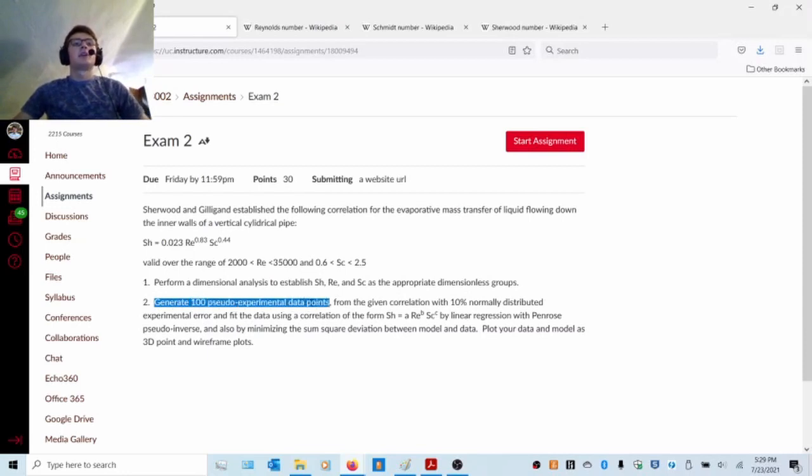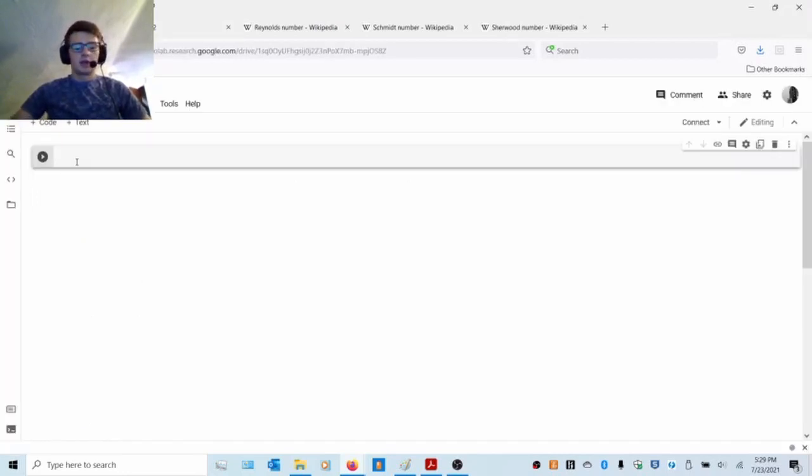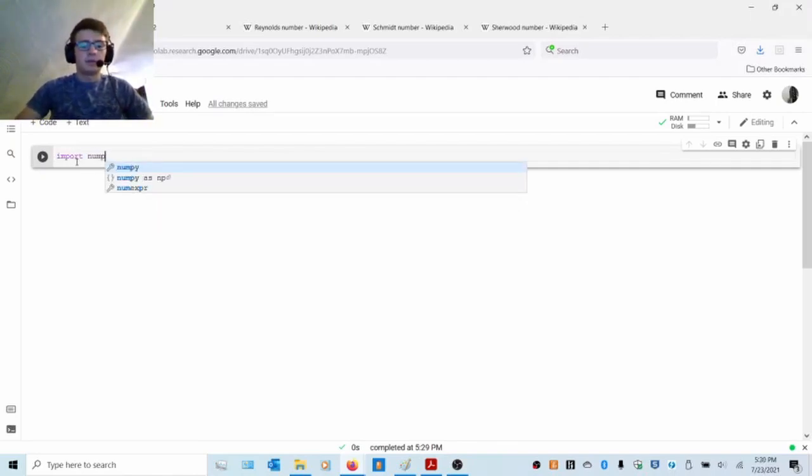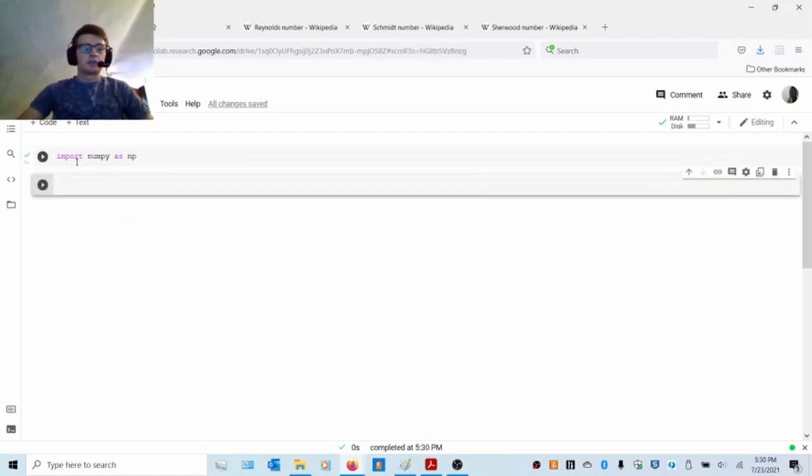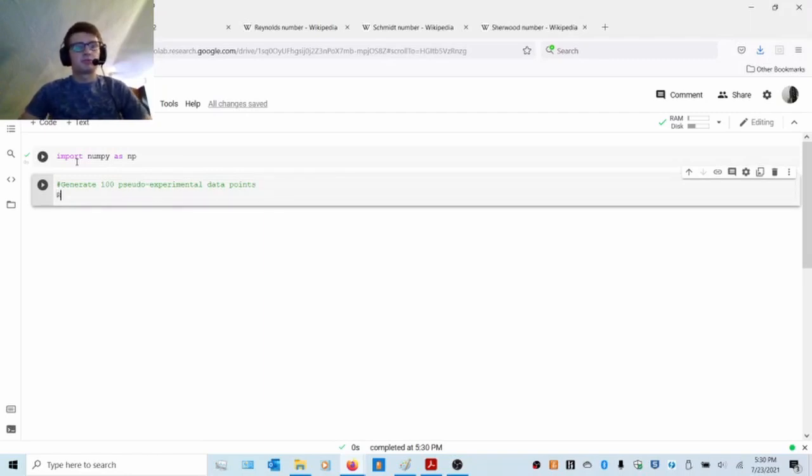Well, the first step is we need to generate 100 pseudo-random data points. To do that, we're going to have to use something called numpy. So we're going to import numpy as np, and that's just a standard way of abbreviating numpy. So we're going to generate 100 pseudo-experimental data points. Let's generate the Reynolds numbers first.